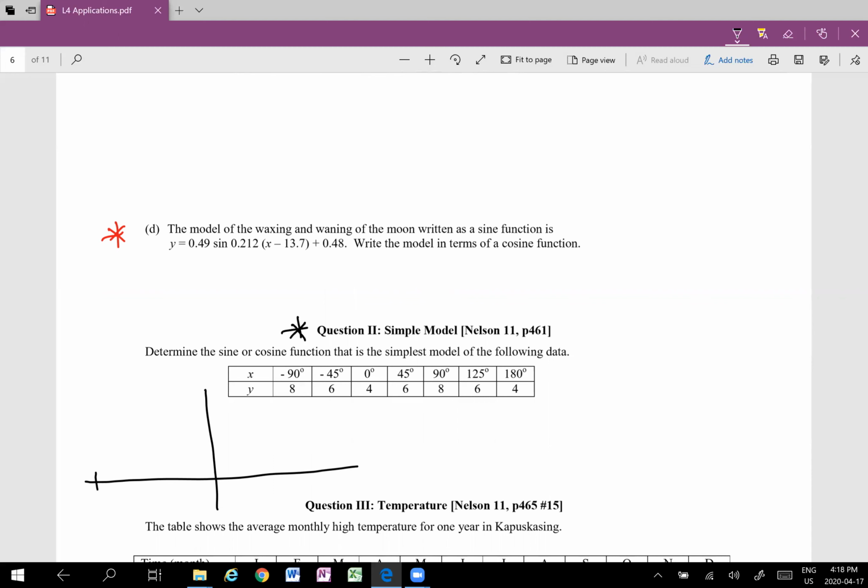Here we go. So that's negative 90 degrees. That's negative 45 degrees. 2, 4, 6, 8, 10. Then we've got 45 degrees and 90 degrees. And notice this should actually be 135 degrees. And then finally 180. So please make sure you change that.